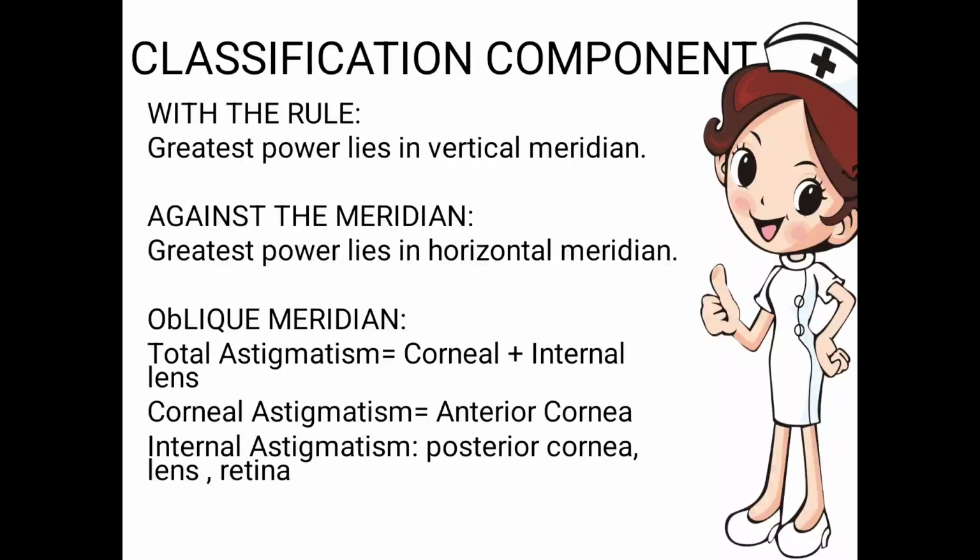Next one, oblique meridian. In case of oblique meridian, the total astigmatism consists of the cornea as well as the internal lens, because the astigmatism may be due to the lens and may be due to the cornea. Corneal astigmatism is due to the anterior cornea, meaning the outside, exposed cornea, and internal astigmatism is due to the posterior cornea, lens and the retina. Okay, corneal astigmatism is just due to the anterior cornea. Internal astigmatism may be due to the cornea, the lens and retinal changes.